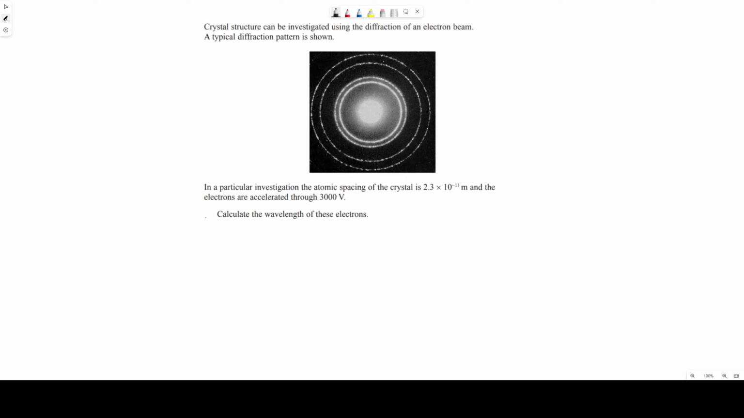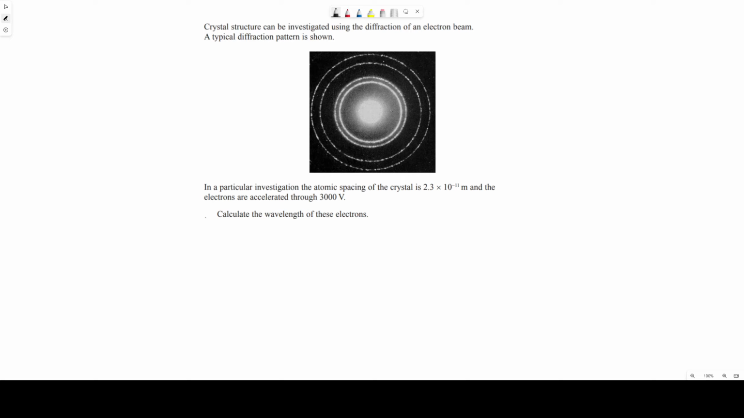So the question here asks: a crystal structure can be investigated using the diffraction of an electron beam. A typical diffraction pattern is shown to us. Now, the question asks, in a particular investigation, the atomic spacing of the crystal is given to us, and the electrons are accelerated through 3000 volts. Calculate the wavelength of these electrons.